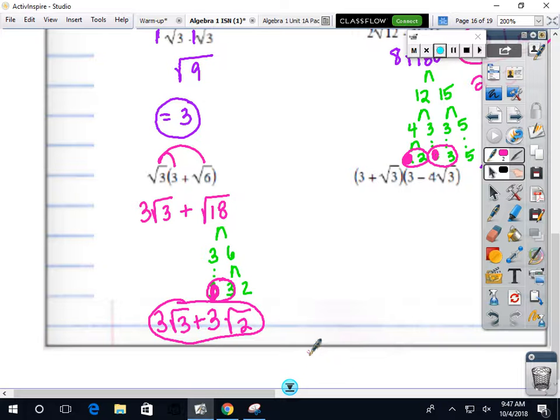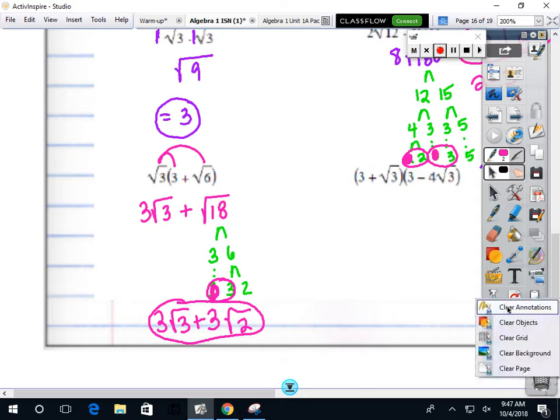Okay, any questions so far? All right, now let's try this last one. Okay, so I'm pretty confident you all know how to distribute. That's something you learned in middle school. Okay, you're just multiplying the outside thing times both inside things, one at a time.